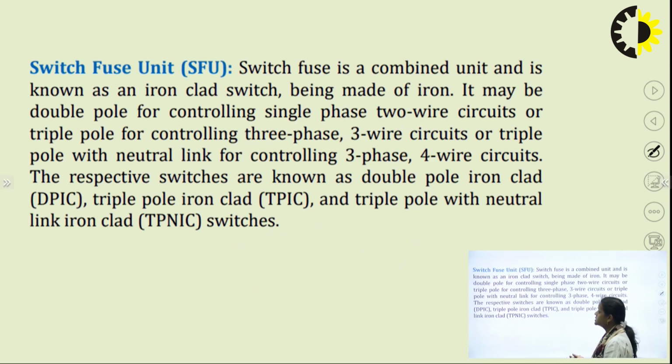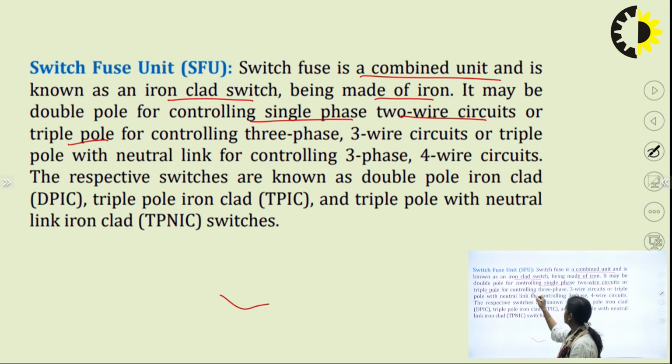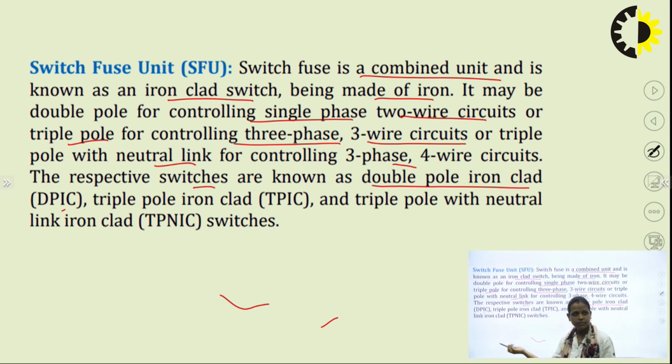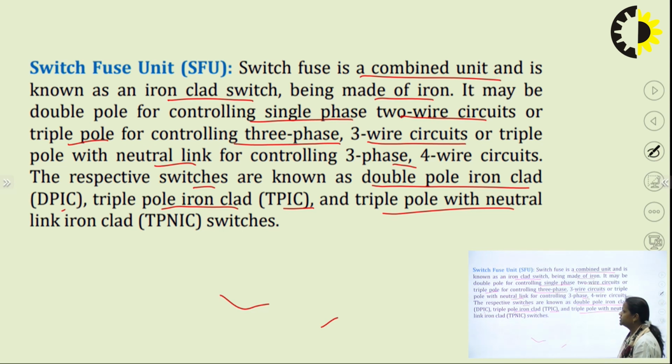Now, what is this switch fuse unit? Switch fuse is a combined unit and is known as an iron-clad switch, right? Being made of iron. It may be double pole for controlling single phase, 2-wire circuit, or triple pole for controlling 3-phase, 3-wire circuit, or triple pole with neutral link for controlling 3-phase AC, or 4-wire circuit. The respective switches are known as double pole ironclad, that is DPIC, which we have seen in the previous slide, then triple pole ironclad, TPIC, and triple pole with neutral link ironclad switches.